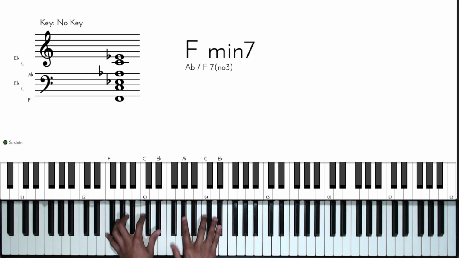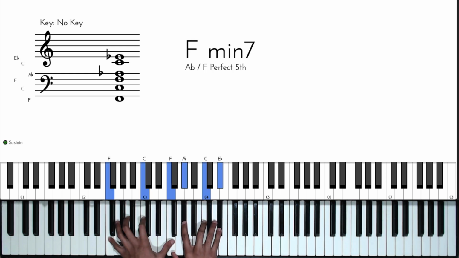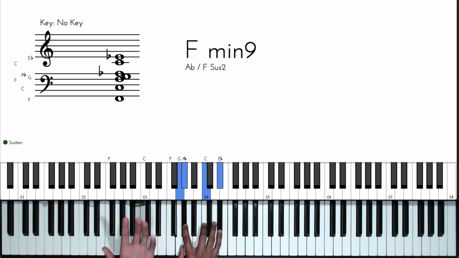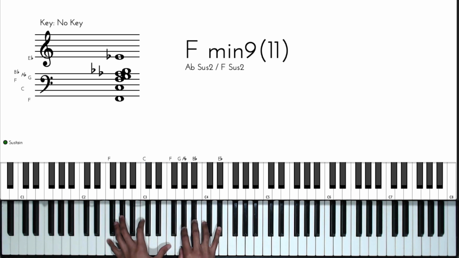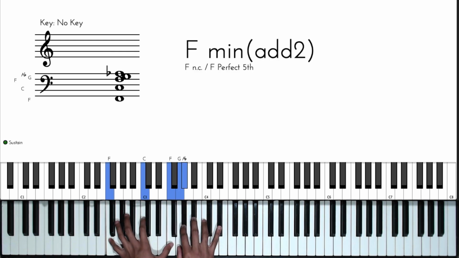So that's one option we have. We can also include some more extensions. We can include the 9th, which is down here. We can also include the 11th. In this case, since it's a minor chord, the 11th fits well. So that gives us an F minor 11. The 11th is simply the 4th, B flat up an octave, okay?